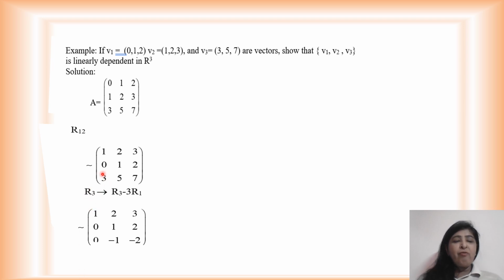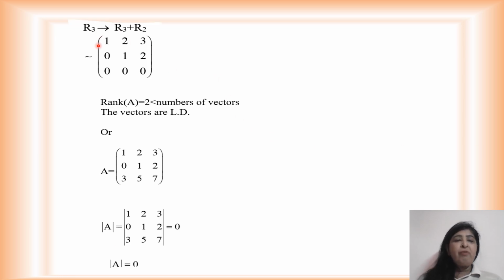Now I want to make this 3 as 0. So what will I apply? R3 minus 3R1. Then I will get the entries as 0, -1, -2. Now the next operation I will apply is R3 plus R2. If you apply R3 plus R2, you get 1, 2, 3, 0, 1, 2, 0, 0, 0. So our matrix gets reduced to the row echelon form.